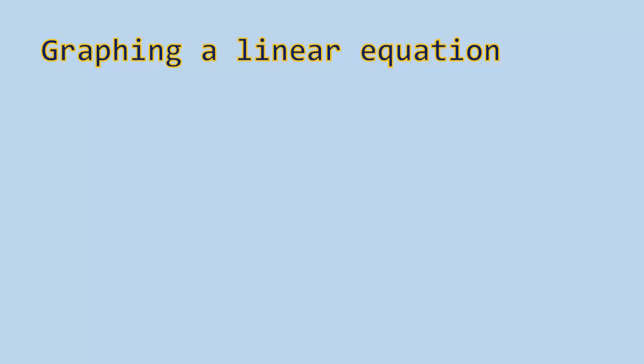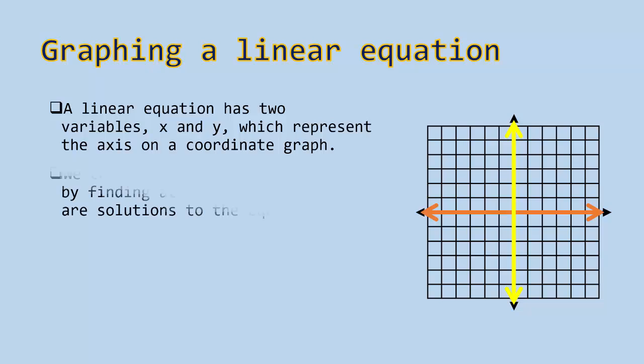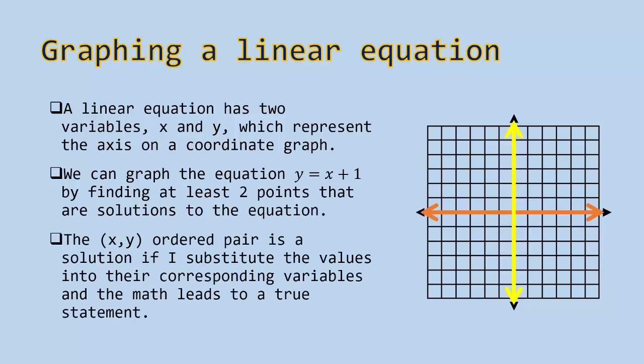In this lesson, we're going to practice graphing a linear equation. A linear equation has two variables, x and y, which represent the x-axis and y-axis on a coordinate graph. We can graph the equation y equals x plus 1 by finding at least 2 points that are solutions to the equation. The xy ordered pair is a solution if I substitute the values into their corresponding variables and the math leads to a true statement.